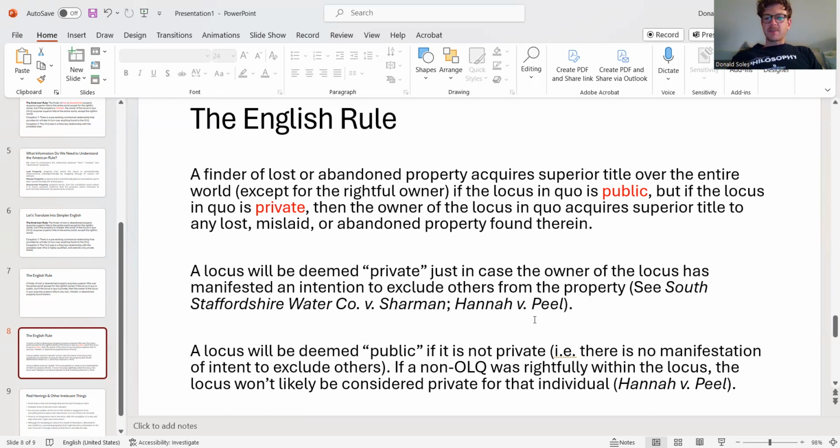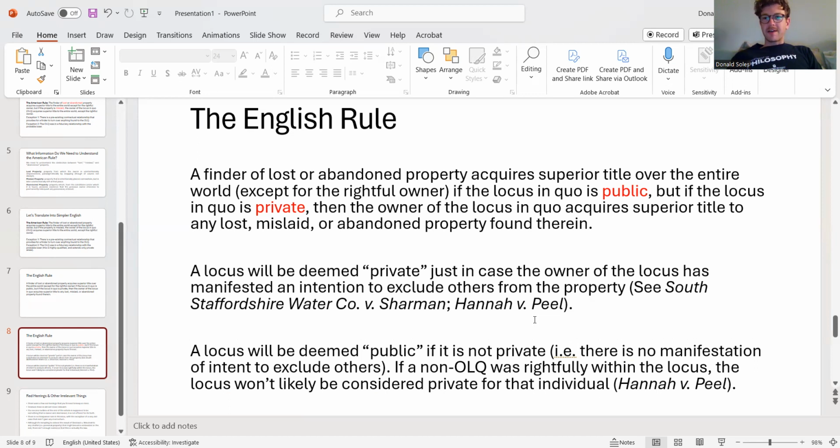That explains the result in Hannah versus Peel, because Hannah was a tenant in a house. He was rightfully there. But you might think that there might be a landlord-tenant relationship in which the tenant occupies one part of a building in which he might rightfully occupy and find things therein and have superior claim to the owner. But you might also imagine that the owner lives in one room or something like that. Of course, the tenant couldn't go into the owner's room and then have good claim to the things found therein.